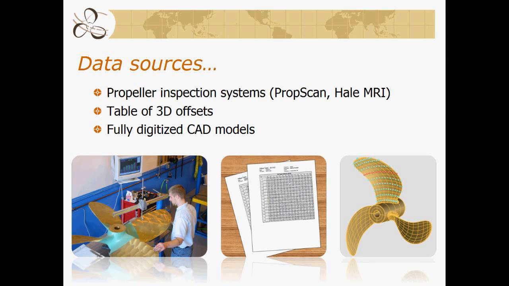The last source of data, which here at HydroComp is probably the most common one that we come across, will be a fully digitized CAD model, typically an STL file or a STEP or an IGES file. These are generally created from high resolution laser scans or some sort of CMM based machine where they measure these points. They recreate the geometry in 3D space, and then we can interrogate that model to mimic the data that comes out of a Hail MRI or a PropScan. We'll show this process in a minute here.